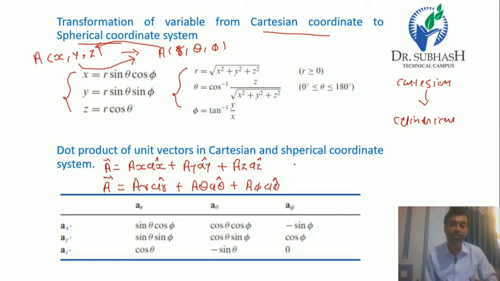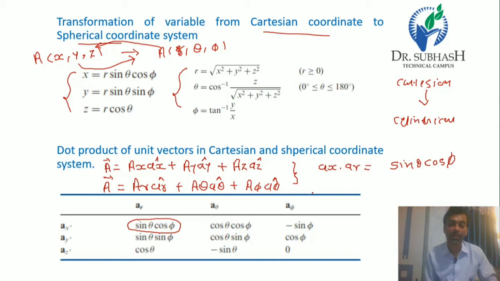During the transformation of the vector, we are required to put in the value of the dot product between the unit vectors. Suppose we say ax dot ar, then you need to put in the value from this table, and this value is sin theta cos phi. Similarly, you need to put in the values of ax dot a theta, ax dot a phi, ay dot ar, ay dot a theta, ay dot a phi, and az dot ar, az dot a theta and az dot a phi.